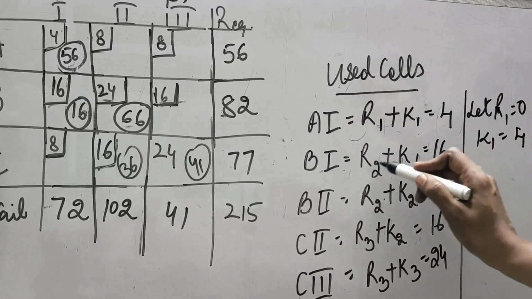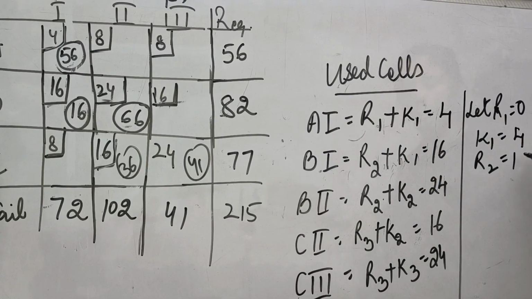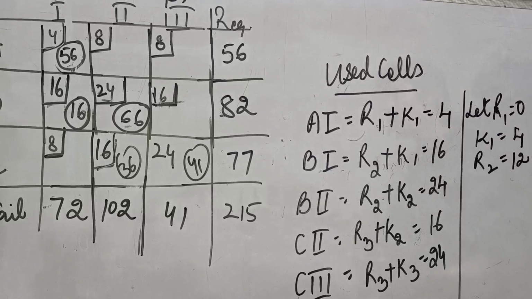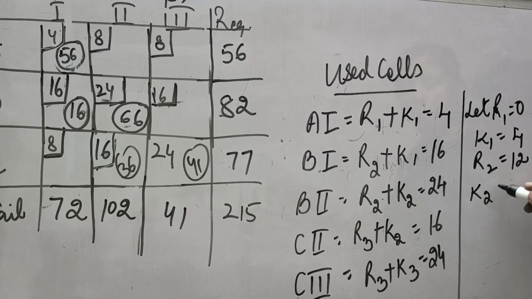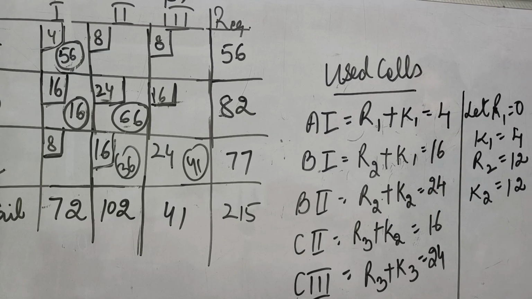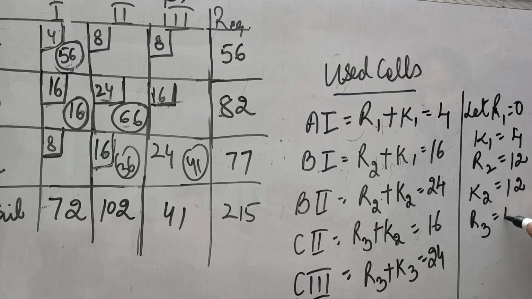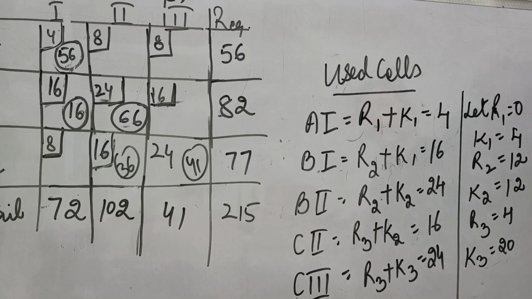If K1 is 4, what will be R2? Just put it in the second equation, it will be 12. So you will see the values will keep coming. If R2 is 12, what will be the value of K2? It will be again 12 by putting in this equation. If K2 is 12, what will be the value of R3? Put it here, it will be 4. If R3 is 4, the value of K3 will come out to be 20. So like this, you have to find the values of all the R's and K's.